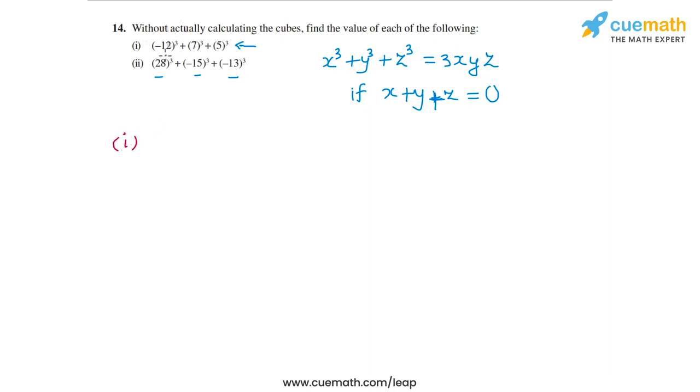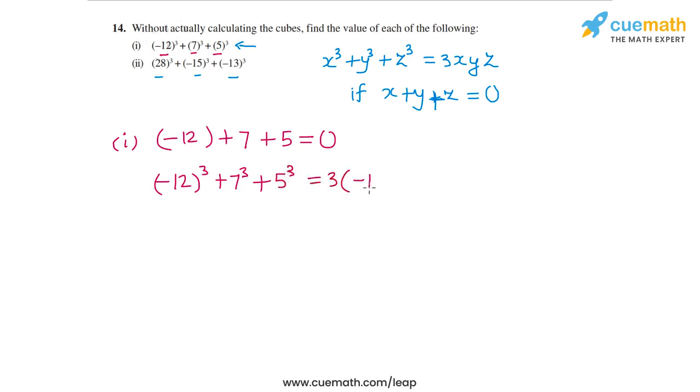So in the first part, we have minus 12 cube plus 7 cube plus 5 cube. So minus 12 plus 7 plus 5 is equal to 0, which means that minus 12 cube plus 7 cube plus 5 cube will be equal to 3xyz, or 3 times minus 12 times 7 times 5. So this is equal to minus 1260. So this is the value of the first expression.